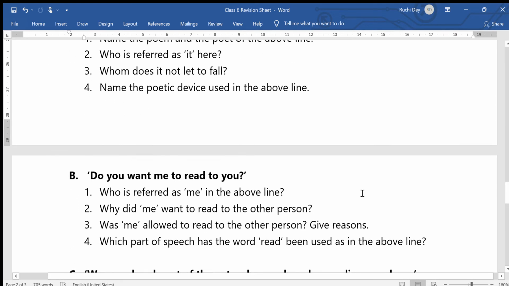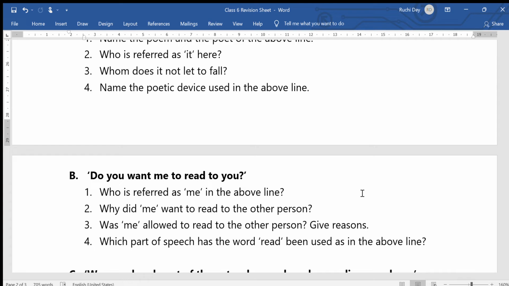Let's go for the next one. Do you want me to read to you? Oh, this was the father telling the son, right? Who is referred as me in the above line? Now, me is the father. Why did me want to read to the other person? Me wanted to read to the other person because Schwartz was not feeling well, and father thought that if he would read out to him, he would feel a little better.